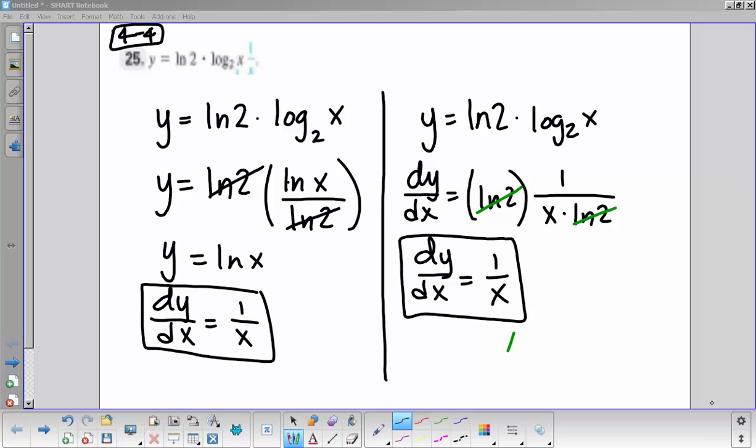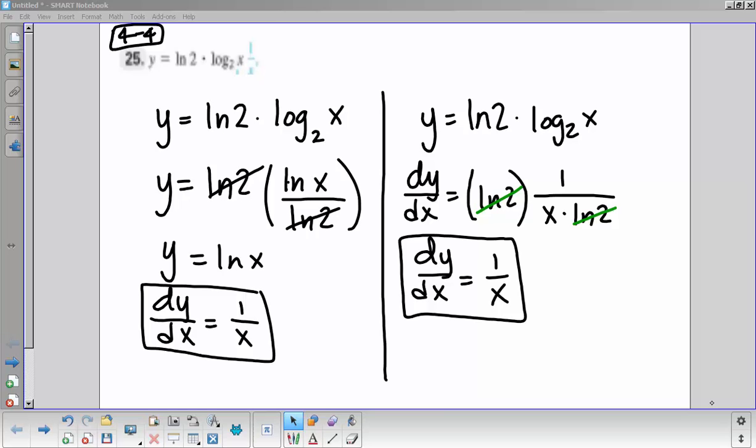So it's up to you. Maybe you're going to start falling in love with the change of base formula. I don't know. You okay with that? Yeah, I was not doing good things.